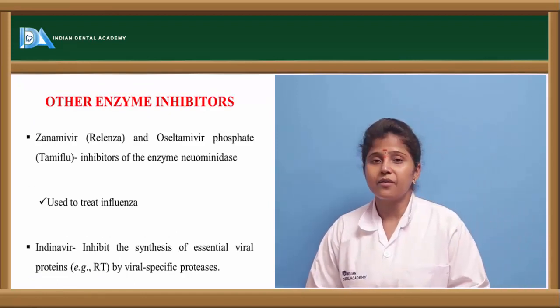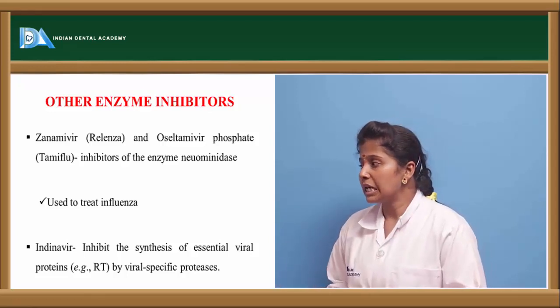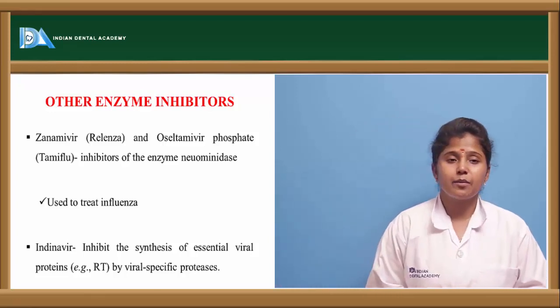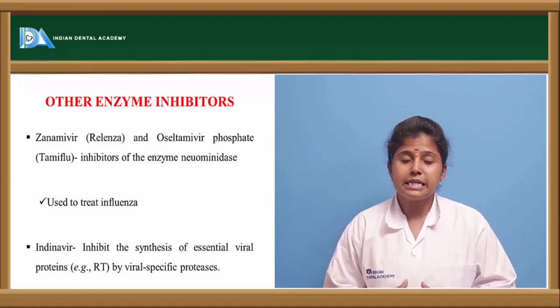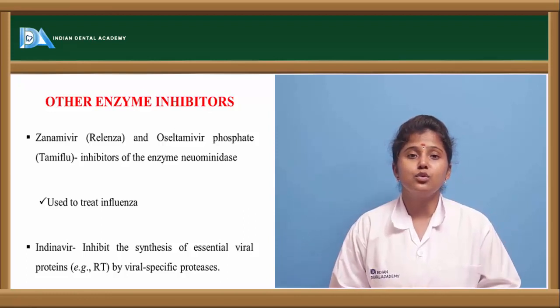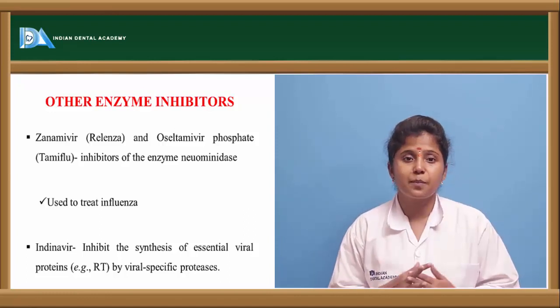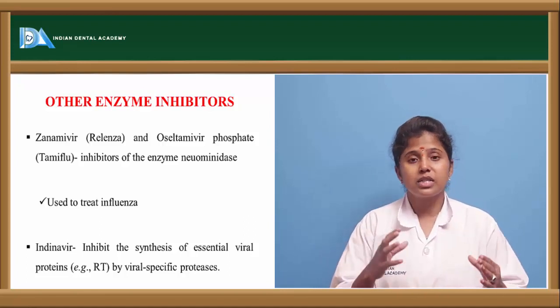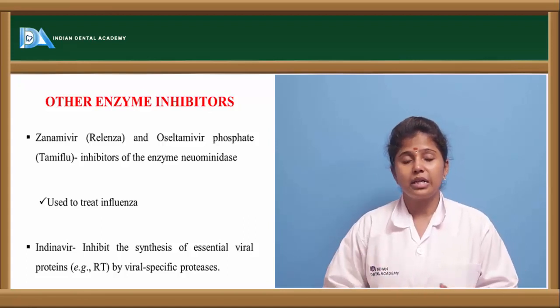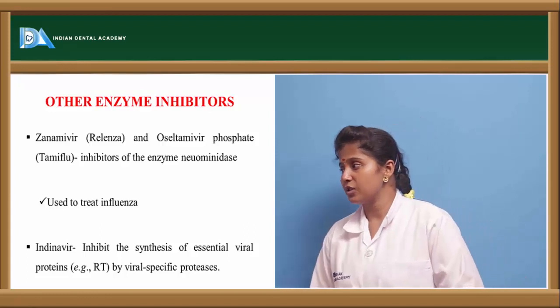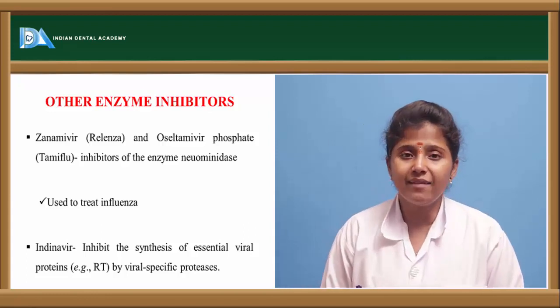So this is zanamivir and oseltamivir. These are the drugs which inhibit the enzyme called neuraminidase. This is a very important enzyme which is used in the de novo protein synthesis pathway. So this pathway, which is involved in protein synthesis or DNA synthesis, is inhibited by these drugs, and they are used to treat influenza.